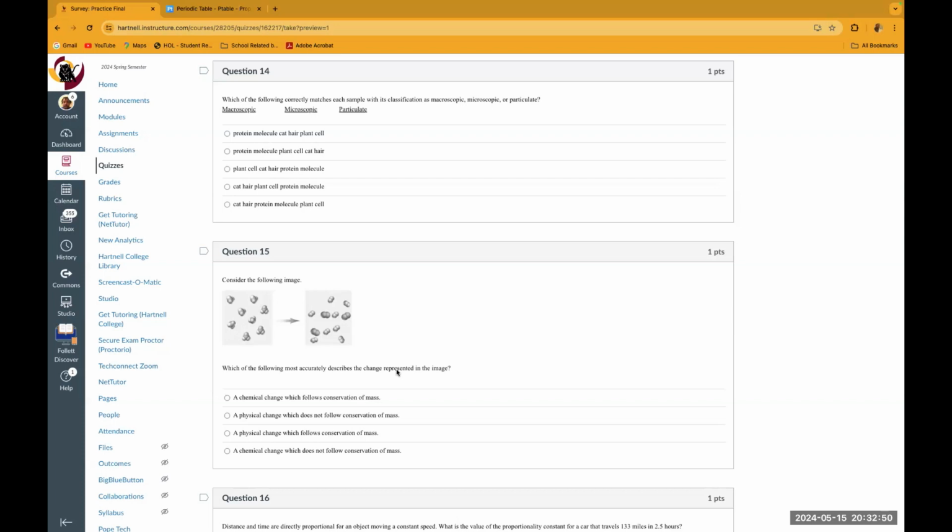Which one would best fit? So the order is macro, micro, and then particulate. Let's say the fourth one, maybe. You said the fourth one. Let's see. So you said cat hair, plant cell, and protein. That is correct. Because we know that proteins are found in cells, so proteins have to be smaller than our cells.